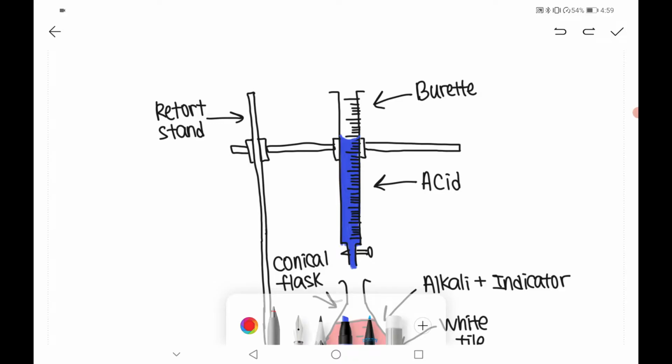So this is acid. Is acid blue in color? No, acid should be colorless. All acids and all alkalis don't have color. I repeat, all acids are colorless, and all alkalis are colorless. I just showed you blue color so it looks more beautiful. But in reality, acid and alkali are colorless.